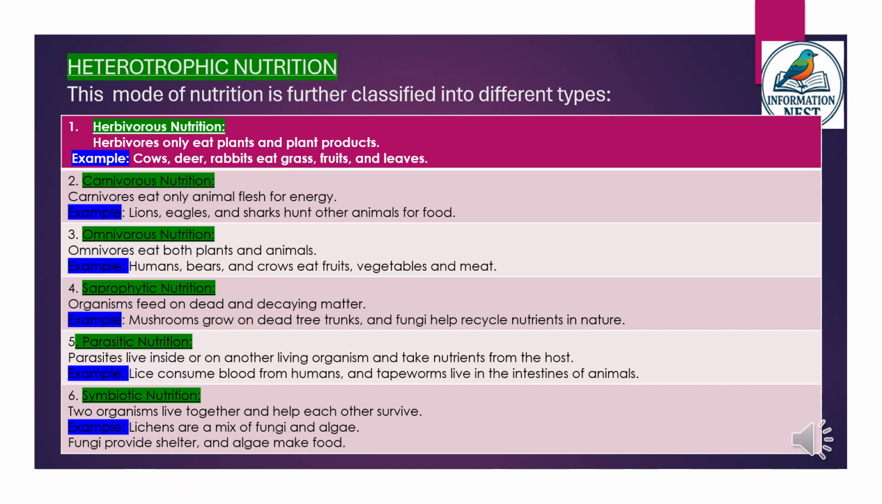Symbiotic nutrition, the ultimate teamwork, that is, lichens, a mix of fungi and algae, live together. In this case, fungi provide shelter, whereas algae make food. A beautiful food-based friendship, isn't it, children?